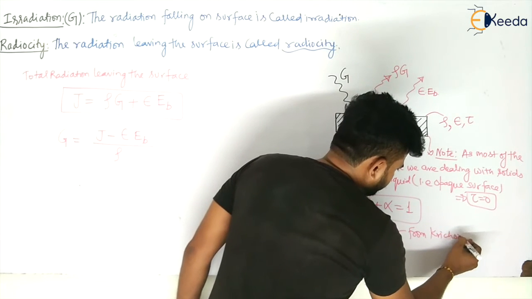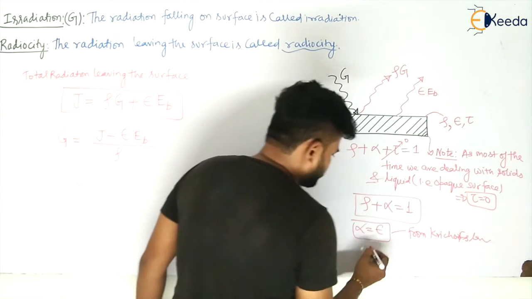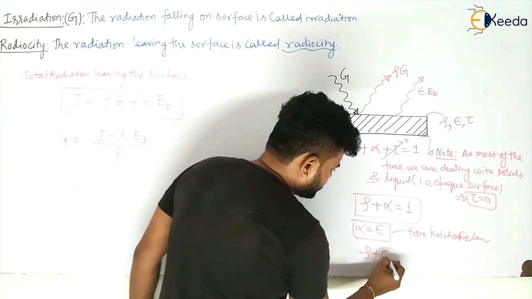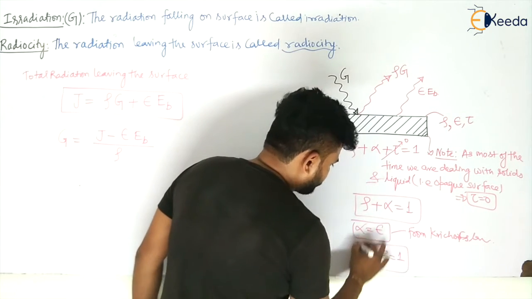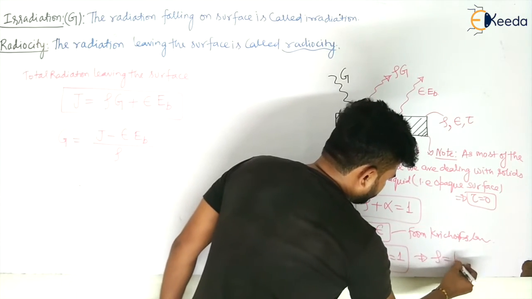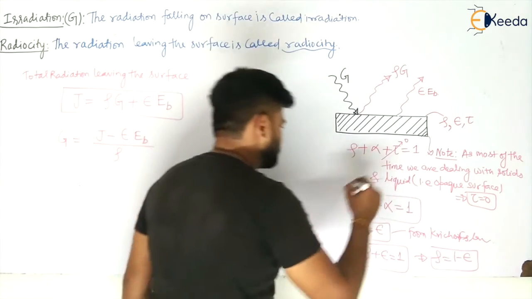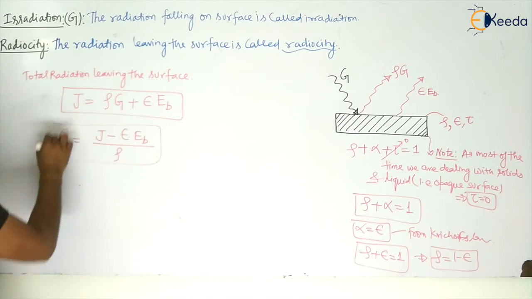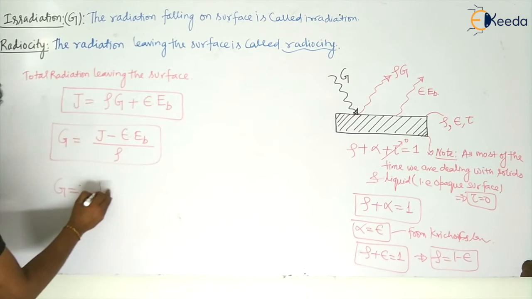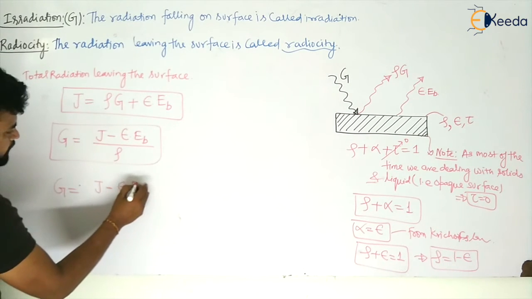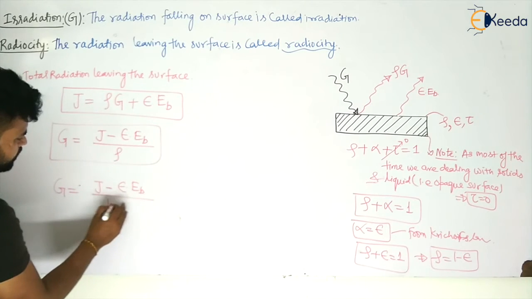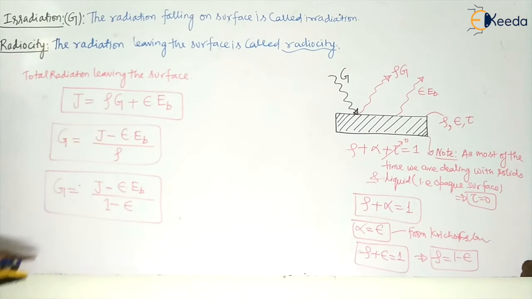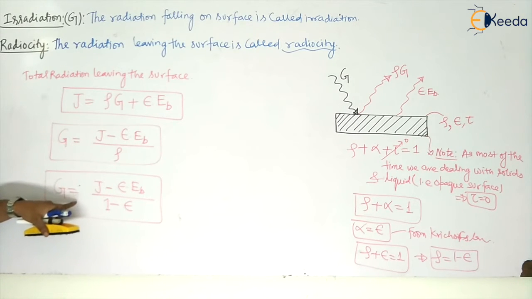My dear students. So alpha will become equal to E. So this term will become alpha rho, that is rho plus E is equal to 1. So can I have the value of rho? So this will become 1 minus E, my dear students. That is epsilon. So I will put the value here in this equation. What I will have, let us see. So G will become equal to J minus E of EB divided by 1 minus E. So now I have the total radiation which is falling on the surface.